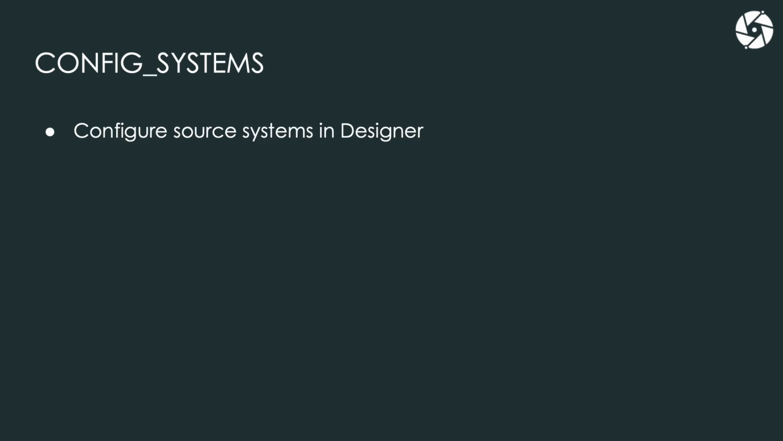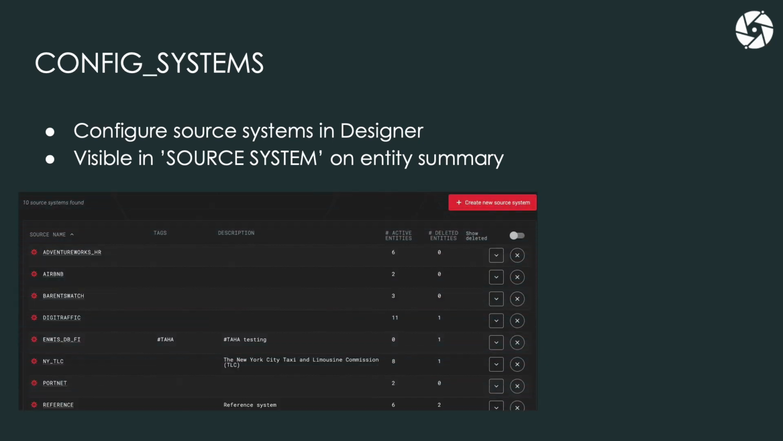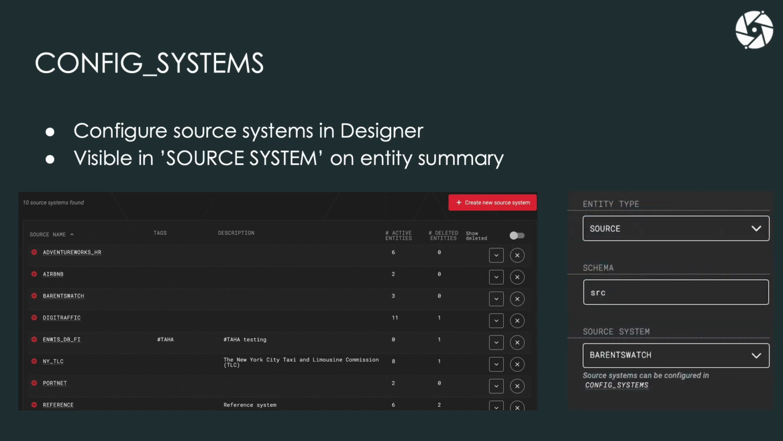Config systems is a configuration package for configuring source systems for source entities. Each source system gets its unique ID, requires a name, and a description can be optionally provided. It is possible to add a new source system, update the contents of an existing one, or delete it. Only soft deletion is available. Systems are referenced by source system in Agile Data Engine Entity Summary.